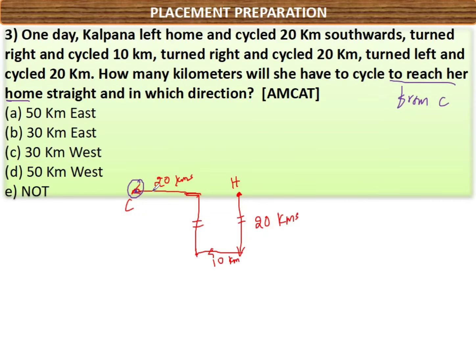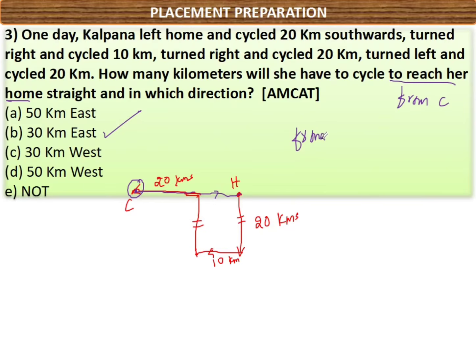So from C, she will go this side towards the right side, 20 plus 10. From here to here it is 20, and from here to here it is how much? 10. Sorry, okay, 20 plus 10, total 30. So which direction is this? From origin, right side, east. So your answer is 30 kilometers east. I hope everybody understood.